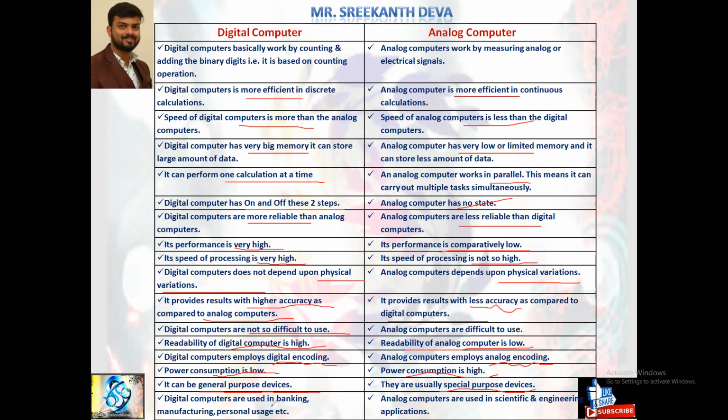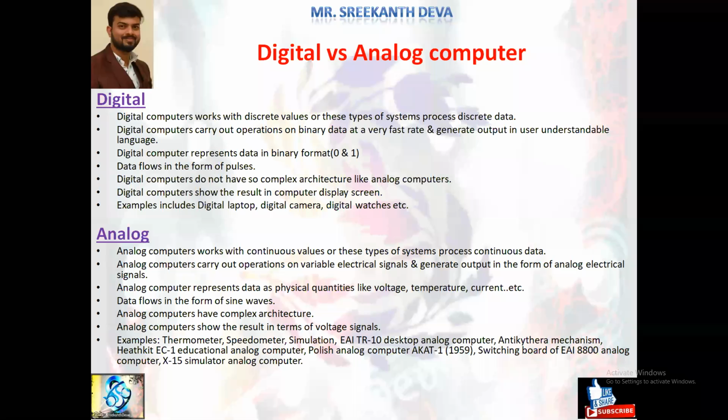Digital computers are used in various real-time sectors like banking, manufacturing, personal computers, and so on, but analog computers are used especially for scientific and engineering applications. These are all various differences between digital computers and analog computers. You need to write in the exam in detail about the difference between digital and analog computers. We discussed so many differences, but you need to remember some major points.